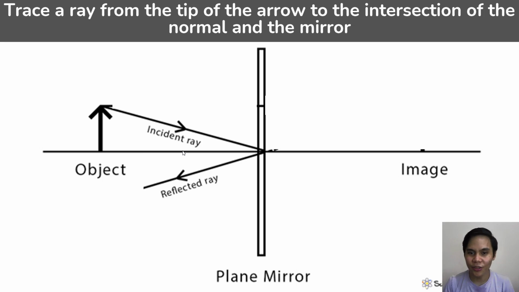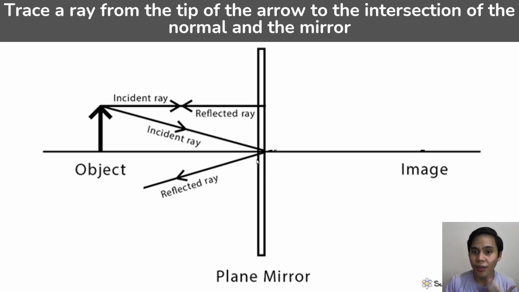Next step is to trace a ray from the tip of the arrow to the intersection of the normal line and the mirror. What that means is that we just go from the tip of the arrow to the point between the normal line and the mirror, basically the center of your entire ray diagram or the center of your mirror. And then we just bounce that off based on the law of reflection. We just have an equal angle there so that it just bounces off as a reflected ray. That's it. That's the second step. You just bounce it off the center of the mirror.